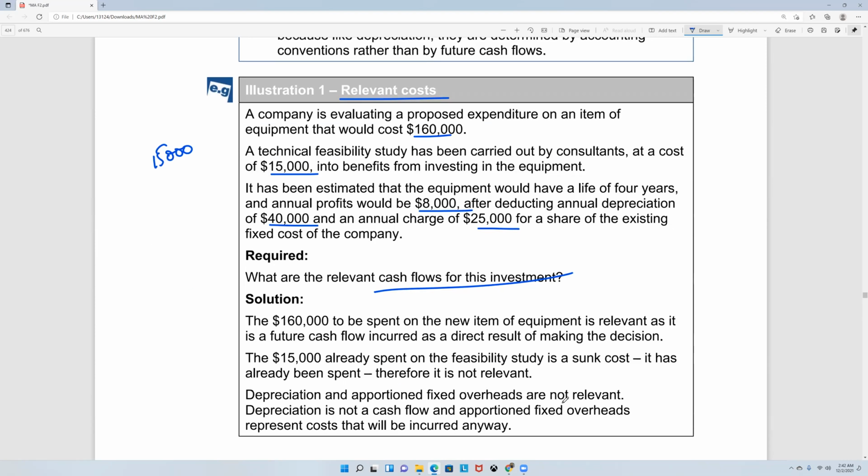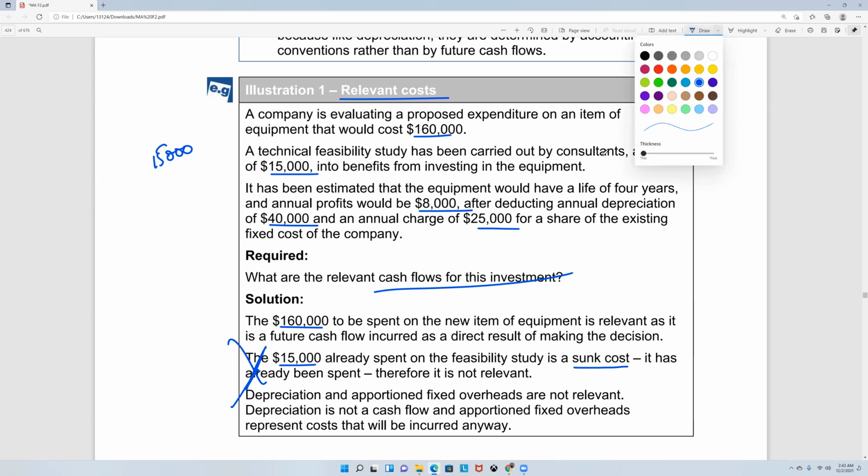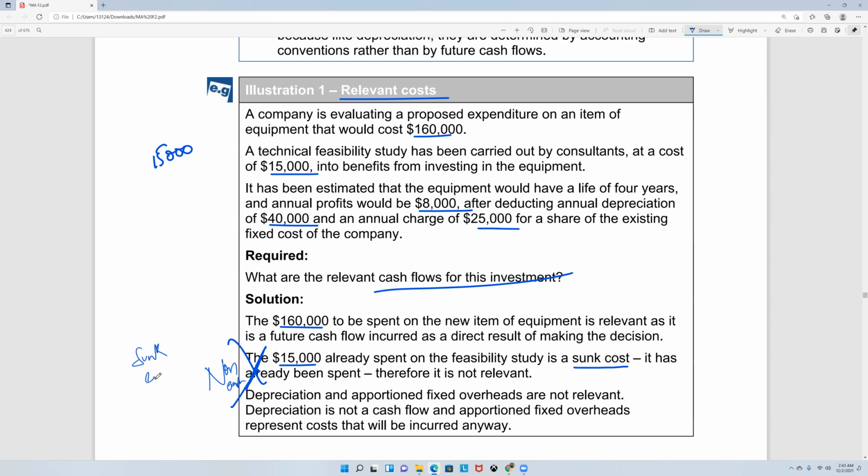Now, I'm just going forward. The 15,000 already spent is a sunk cost, whereas the 160,000 to be spent on the new equipment is relevant as it is a future cash flow. Depreciation and a portion of fixed cost are not relevant. Why is it not relevant? Tell me. It is because either it is non-cash, or it is a sunk cost, or it is already a committed cost.